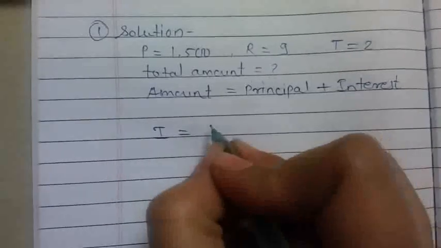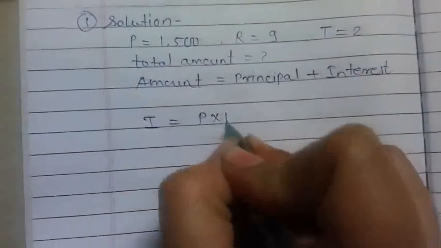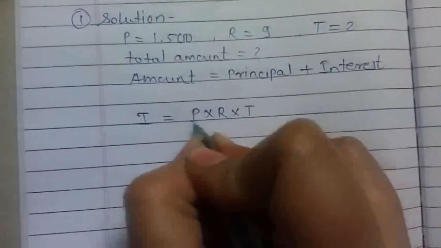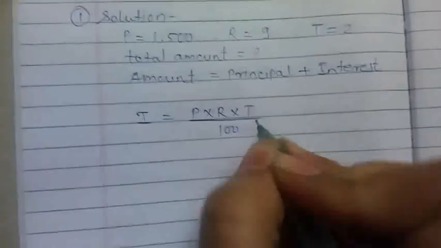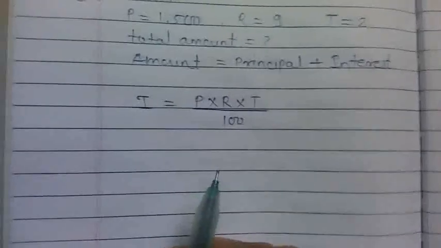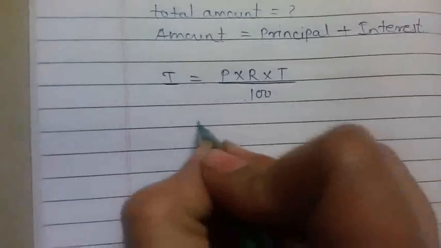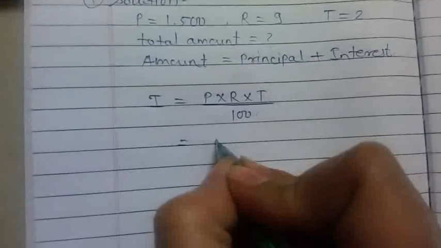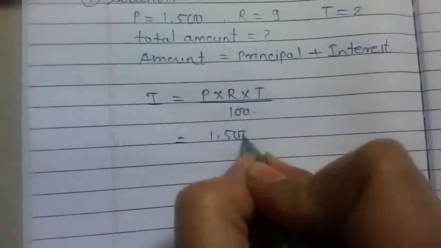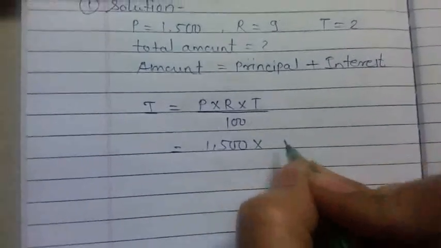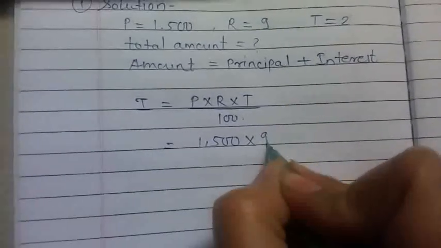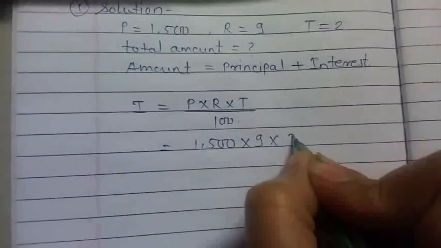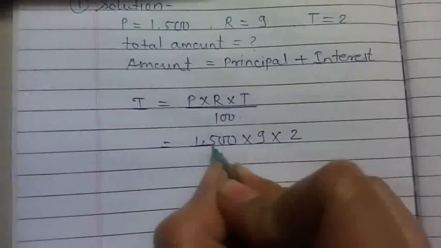I is equal to P into R into T upon 100. This is the formula of interest. Now, put the given values in the formula. What is the value of P? 1500 into R is 9 and T is 2 upon 100.